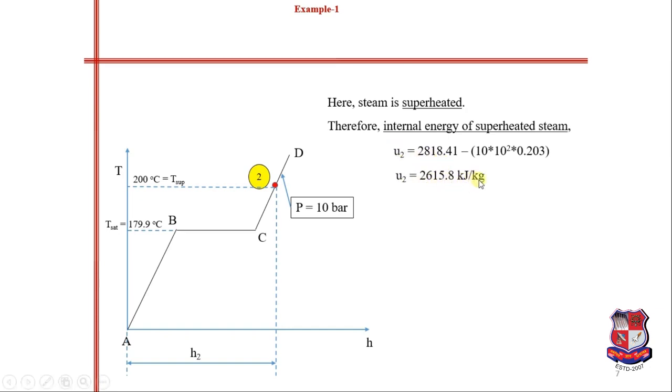2615.8 kilojoule per kg. Here also I have taken the pressure in kilonewton per meter square. Keep that in mind, because we have found the enthalpy in kilojoule per kg. That is why we are required to take the value of pressure in kilonewton per meter square. So the final internal energy is 7847.4 kilojoule.